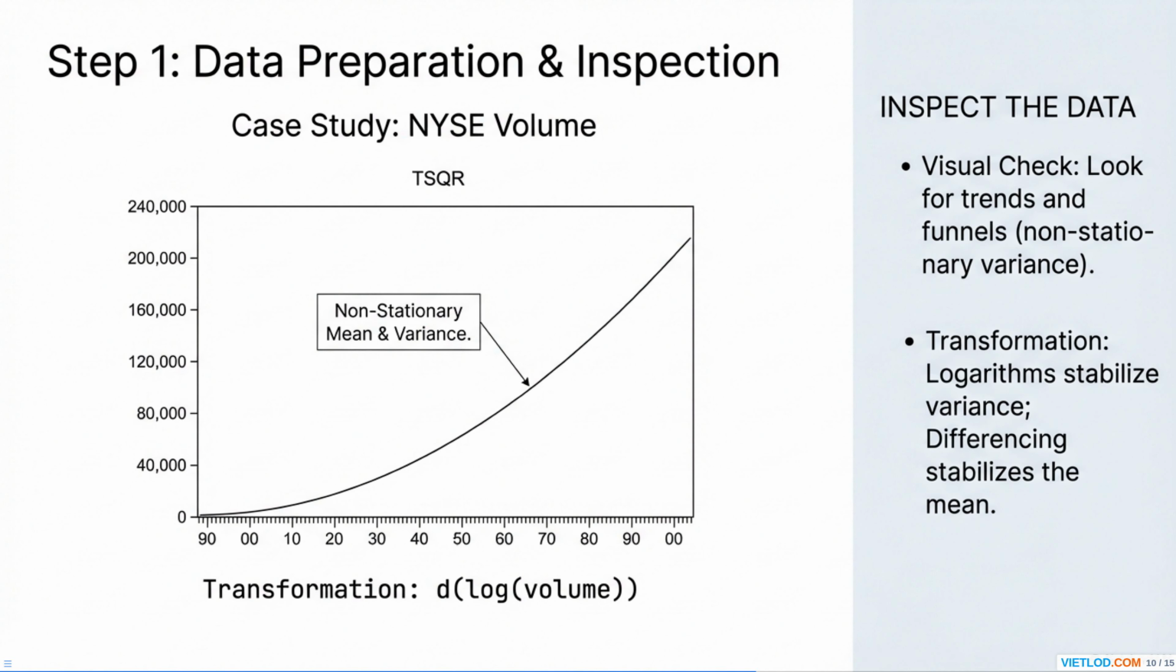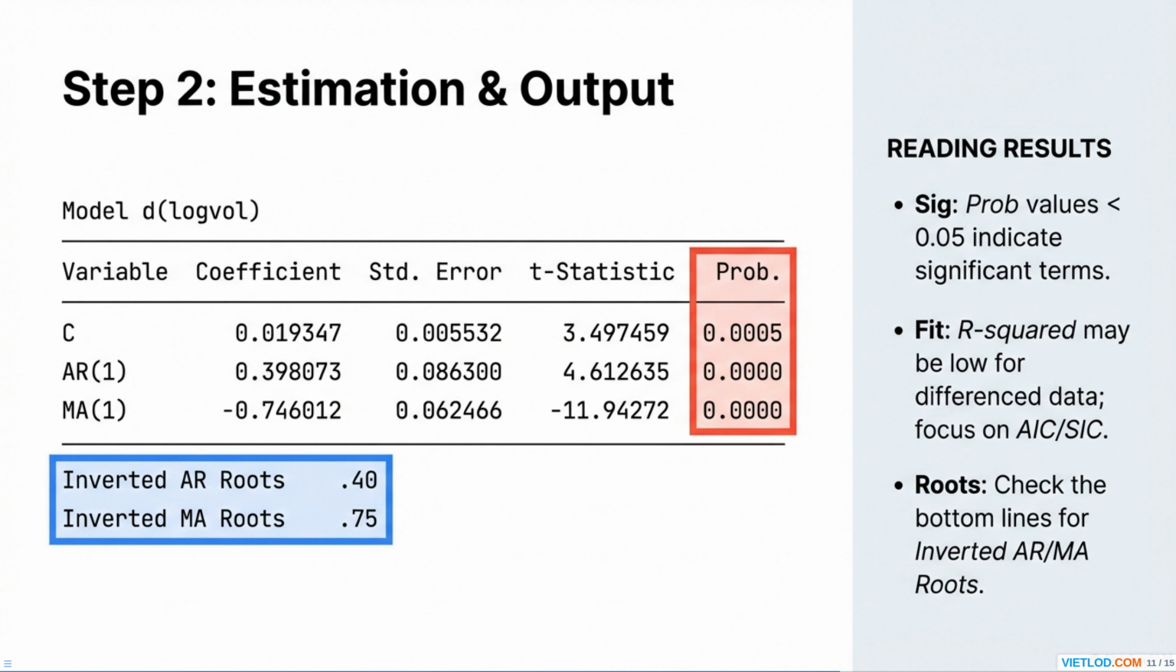To achieve stationarity, we apply specific transformations. Taking the logarithm helps to stabilize the variance, effectively removing that funnel shape. Then applying differencing stabilizes the mean by removing the trend. Our goal is to work with the transformed series, represented as d log of volume, ensuring it meets the stationarity requirement for effective modeling.